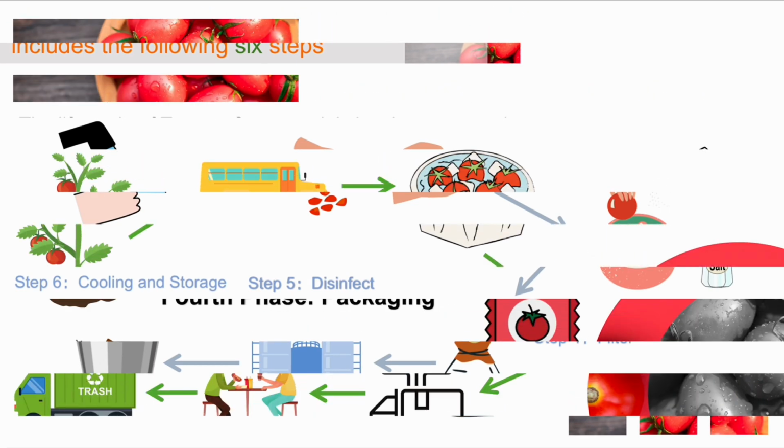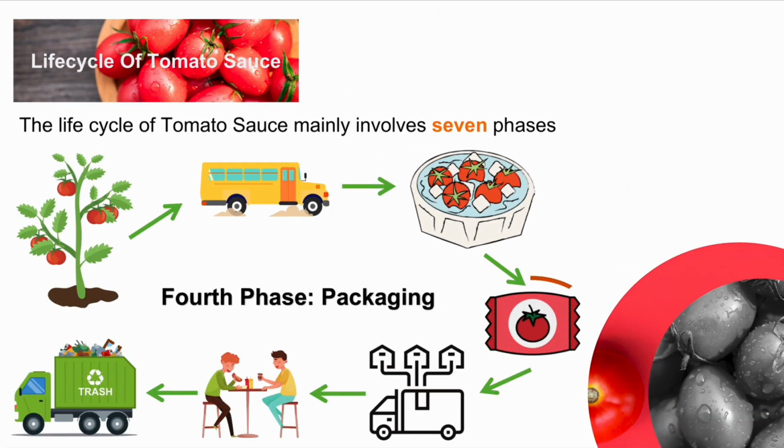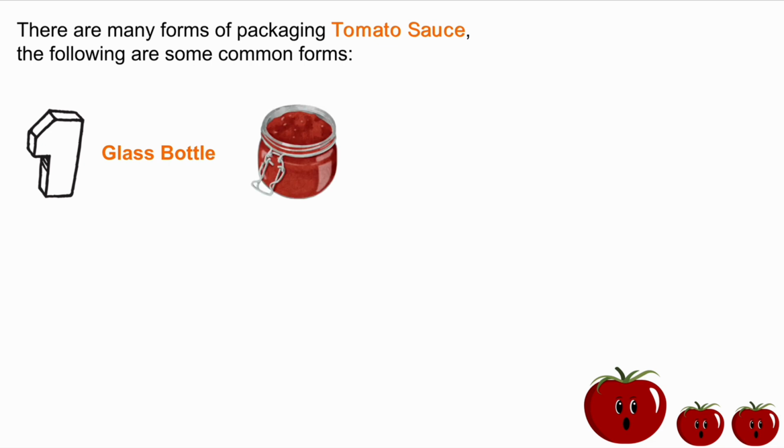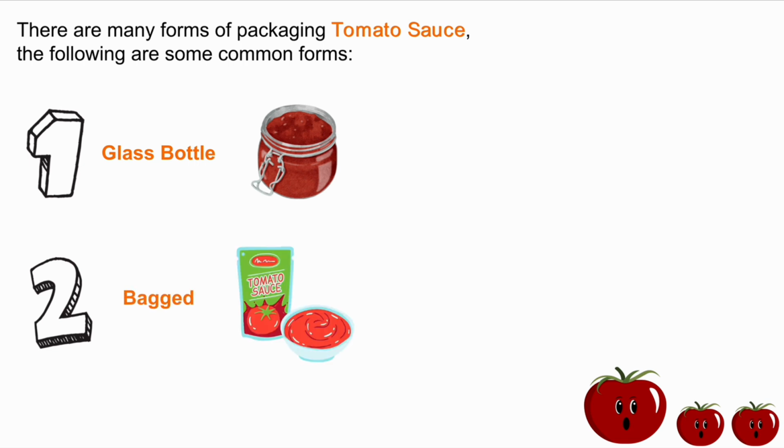Next comes the 4th step, packaging. There are many forms of tomato sauce packaging. Here are some common forms. Glass bottle has good sealing and transparency, can keep the tomato sauce fresh in color. Tomato sauce in packets is usually suitable for takeout or fast food restaurants where it needs to be used quickly. It has good sealing and preservation.